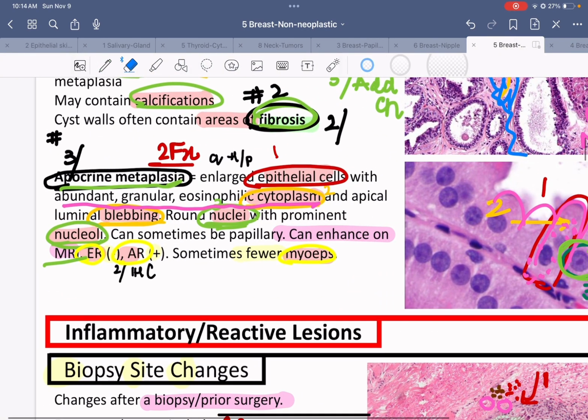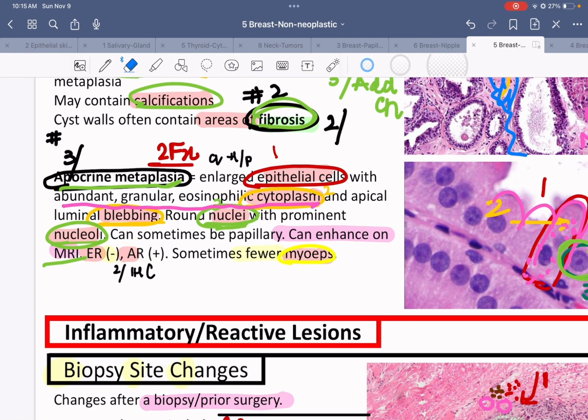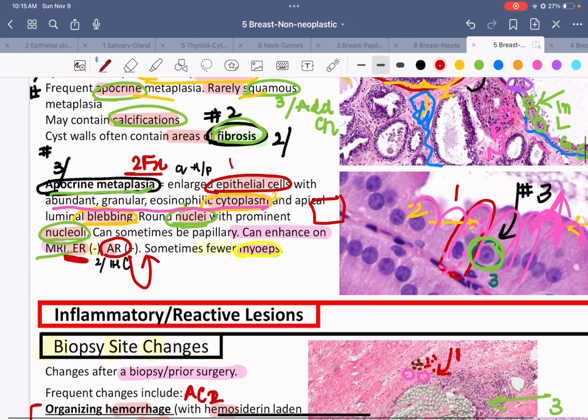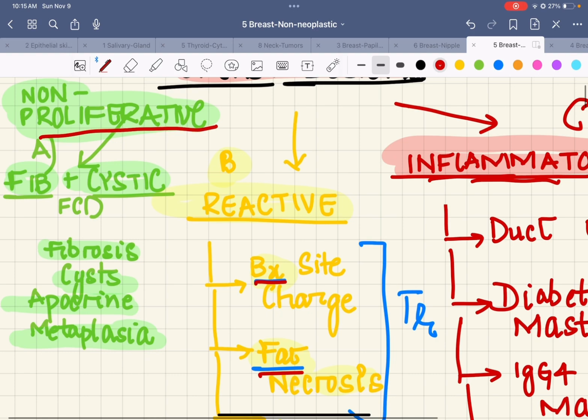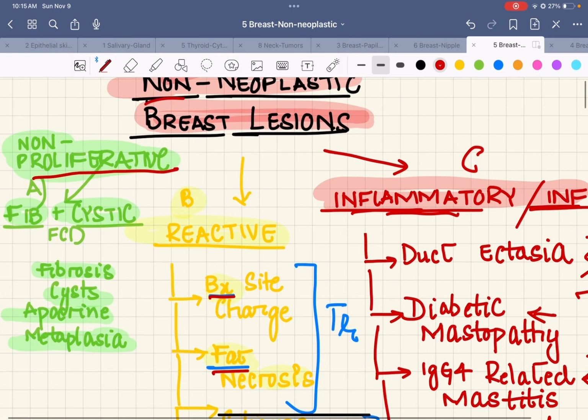And what do you expect for the ER and AR? Since this is undergoing apocrine change, I expect that AR should start becoming positive. And since the inner luminal cells are transforming from cuboidal to apocrine cells, the ER should be lost, and sometimes they have fewer myoepithelial cells as compared to normal. So this was our first category, the non-proliferative lesions of the non-neoplastic breast lesions of fibrocystic disease.